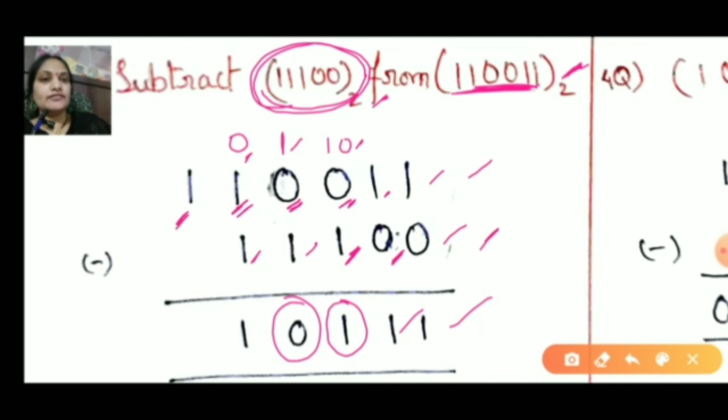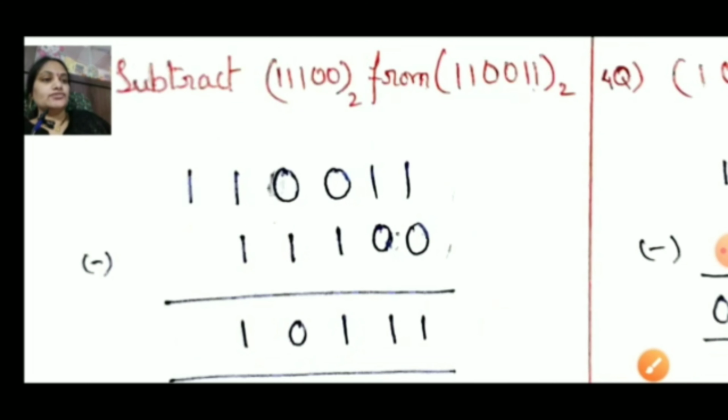So after taking borrow, this 0 becomes 10 and this 1 becomes 0. Okay? Now subtract this 1 from 10. Here what is the rule? 10 minus 1 is equal to 1. I already told you at the beginning. 10 minus 1 is equal to 1 and again this is 0. Okay, you need not write this 0. You may write or you may not write this 0. Okay, that's why we got the answer like this.